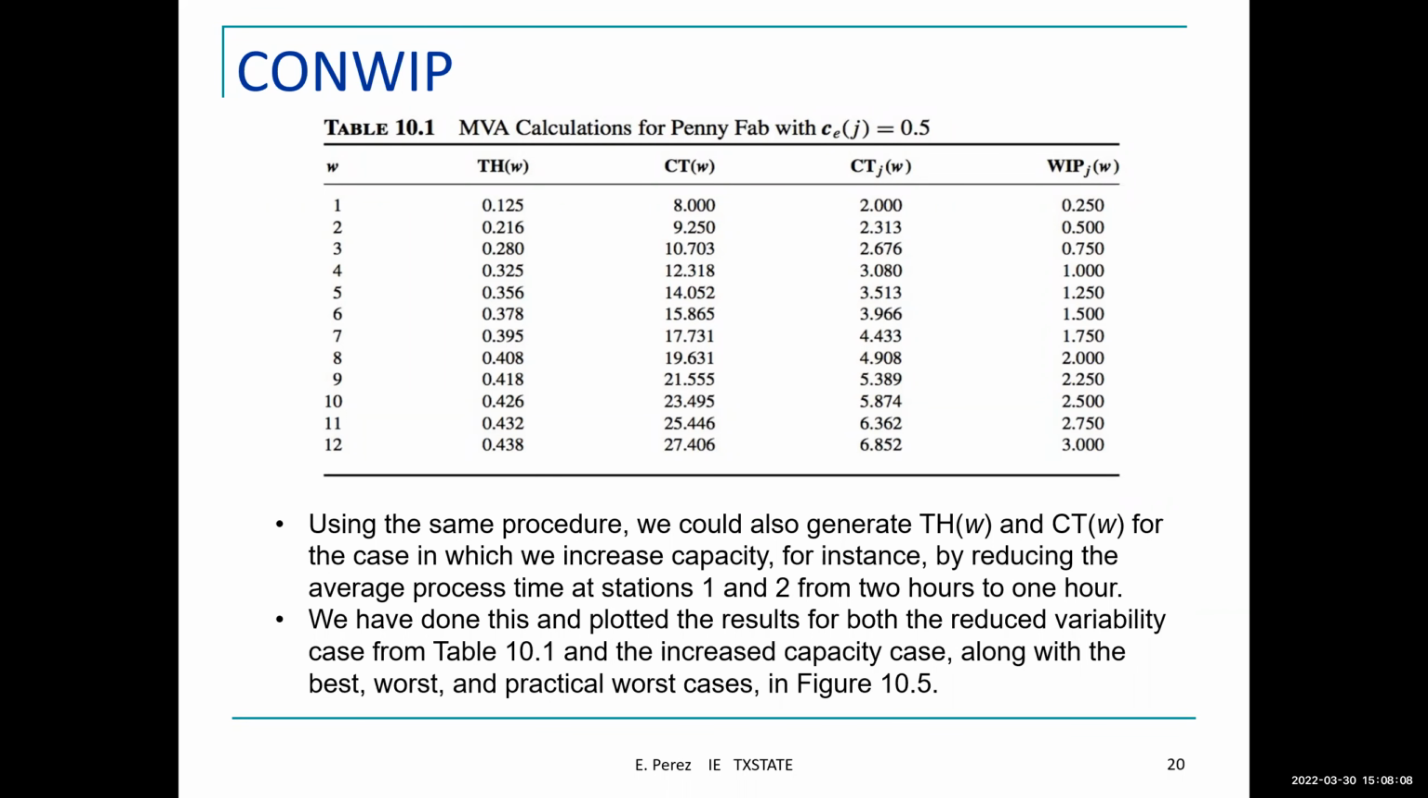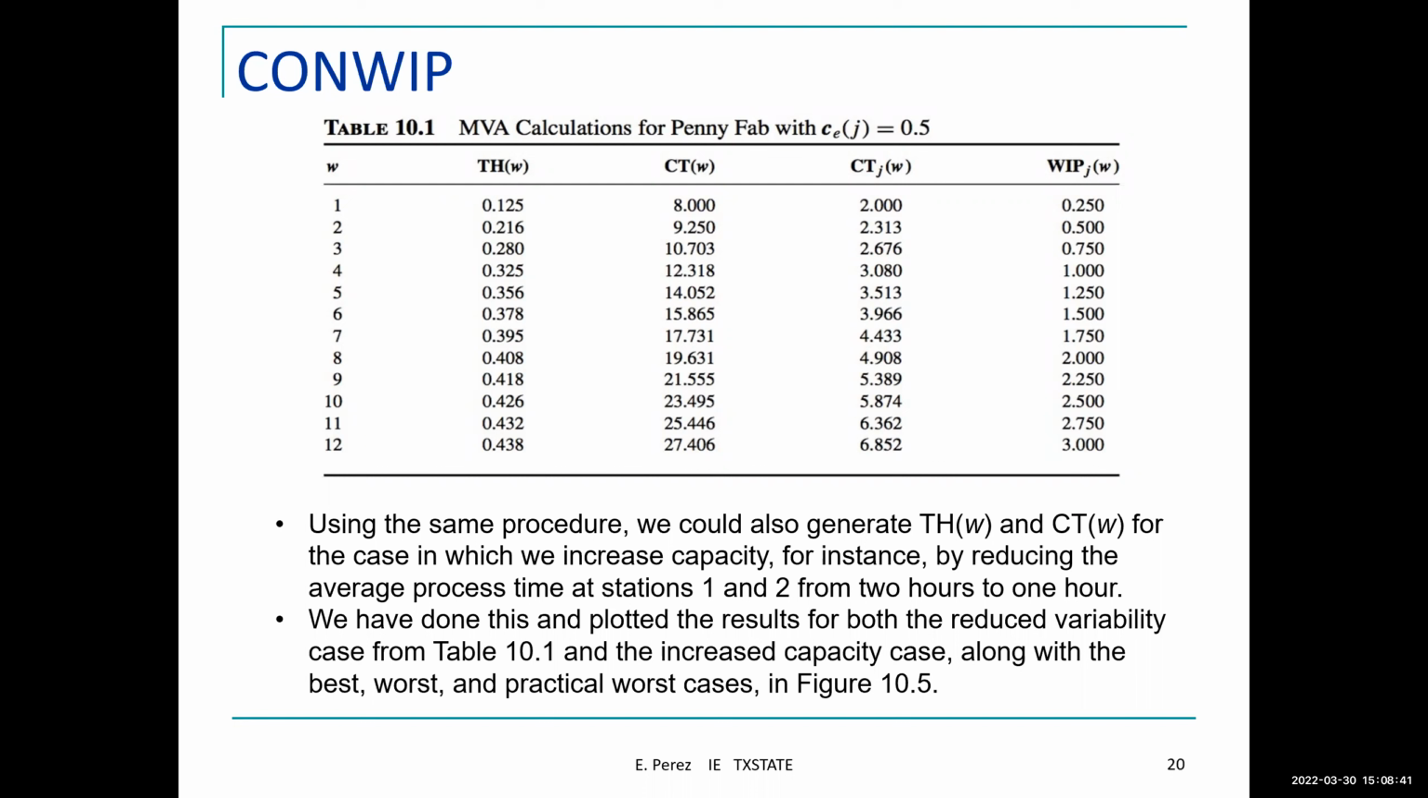As you can see, the cycle time is increasing as we increase the WIP. Cycle time in each station is also increasing. Throughput will also increase, but it will not increase as much as the amounts that we are observing for cycle times. WIP for each station is also increasing.